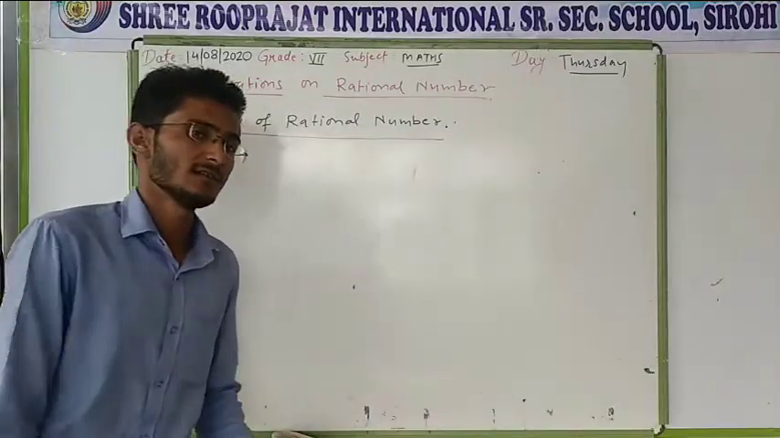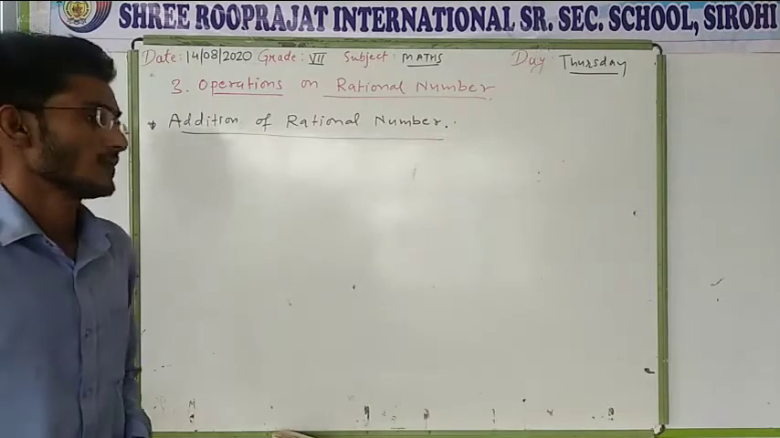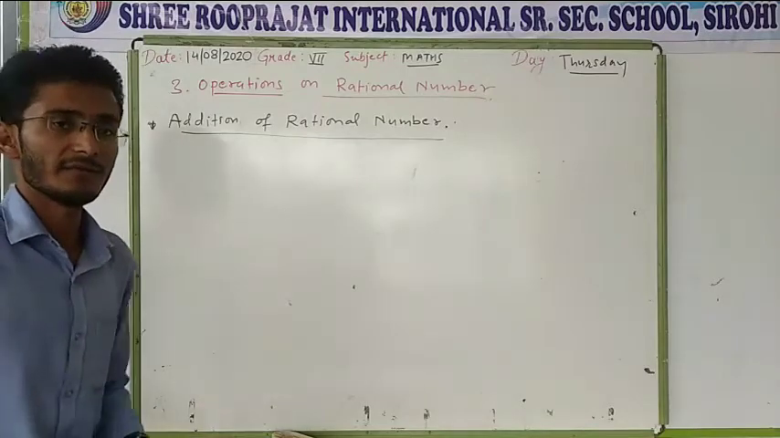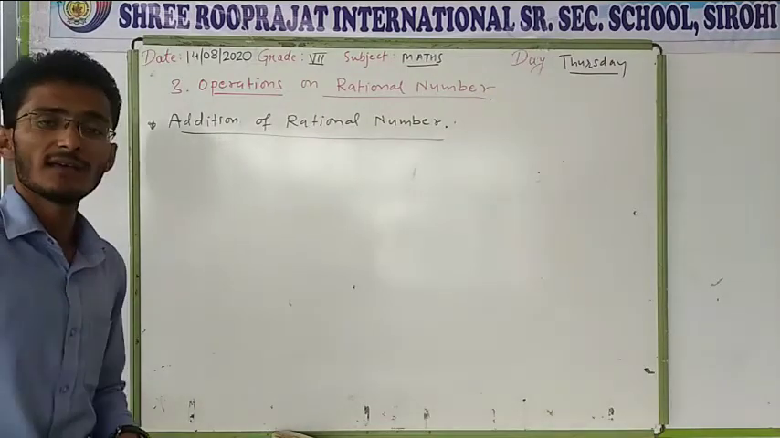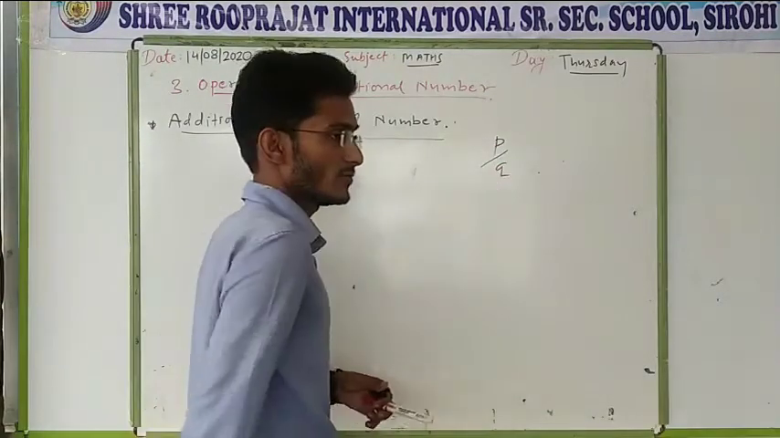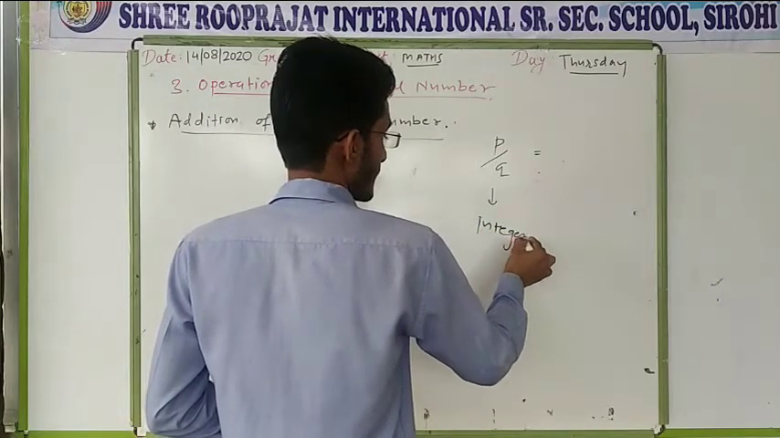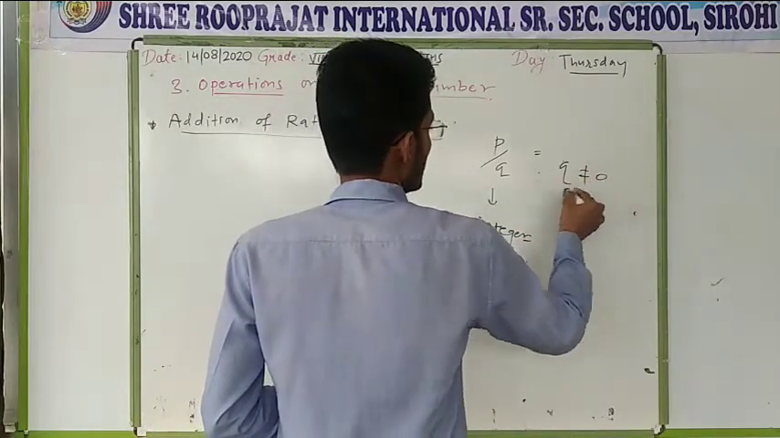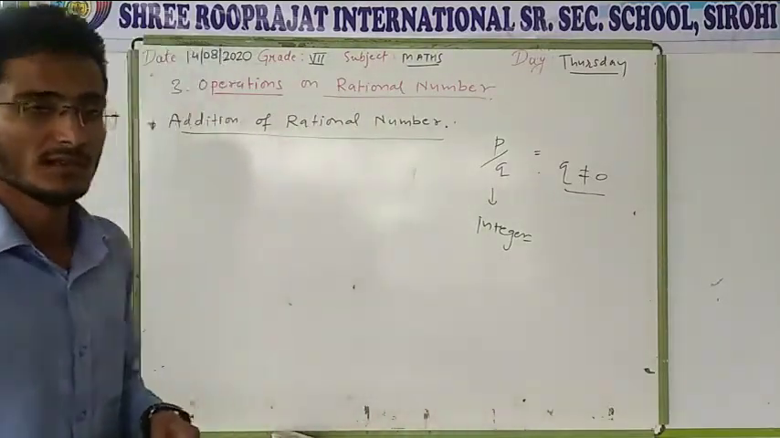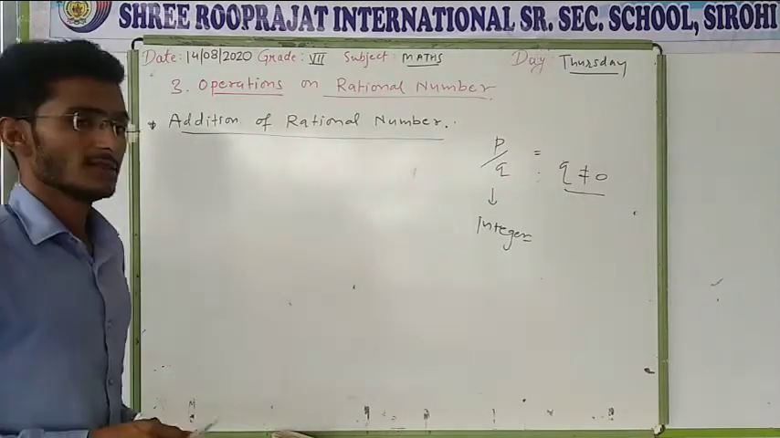Good morning, students. Today we are going to start chapter number 3, operations on rational numbers. We already talked about what a rational number is: a number that can be defined in the form of p by q, where p and q are both integers, but q is not equal to 0. 0 is also an integer, but q should not be 0. That is called a rational number.